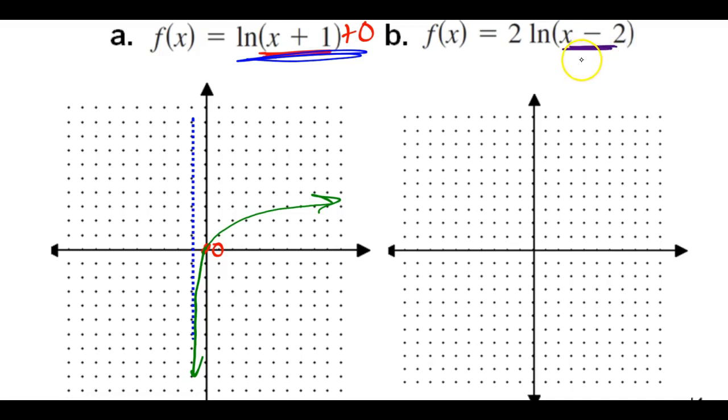This one we're shifting 2 units to the right, and then this does affect it. It's a vertical shift.